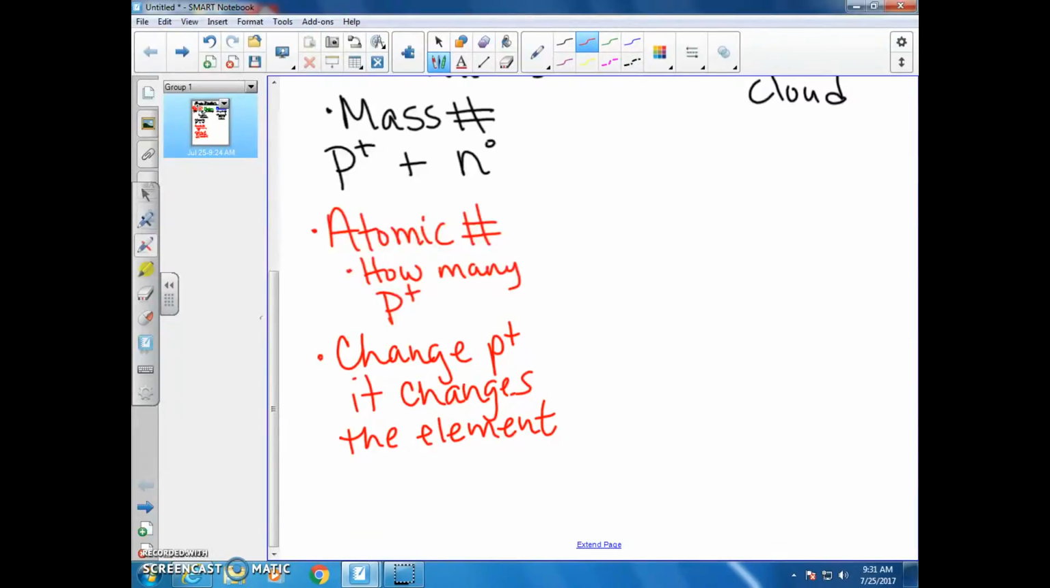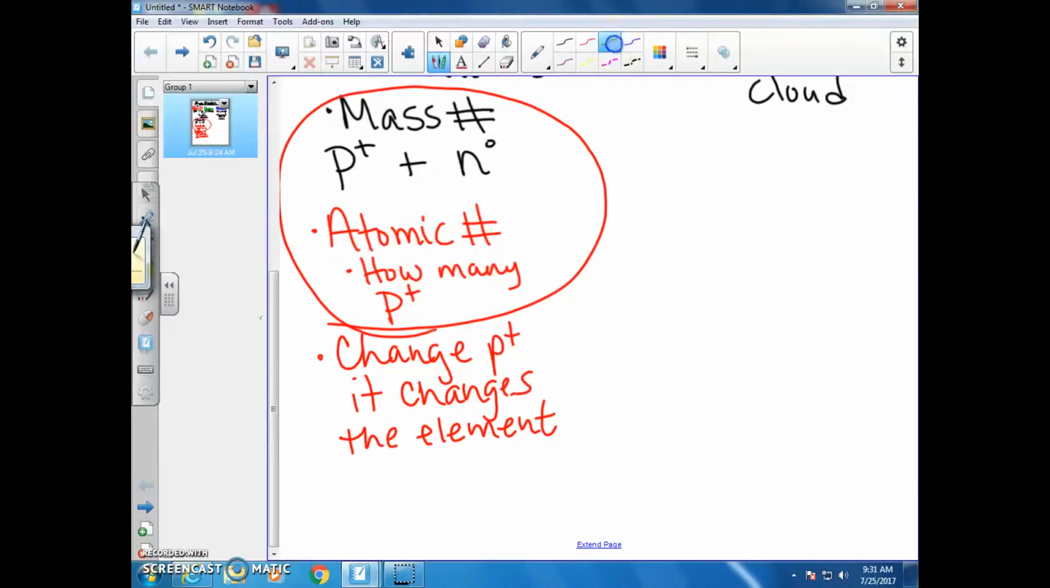You could actually change the neutrons and we get what's called an isotope of something. Or you can change the electrons and you get an ion of something. But let's just look at the basic mass number, atomic number, and how to tell how many protons, how many neutrons, and how many electrons we have. So let's just work with these two right here for this time that we have together.